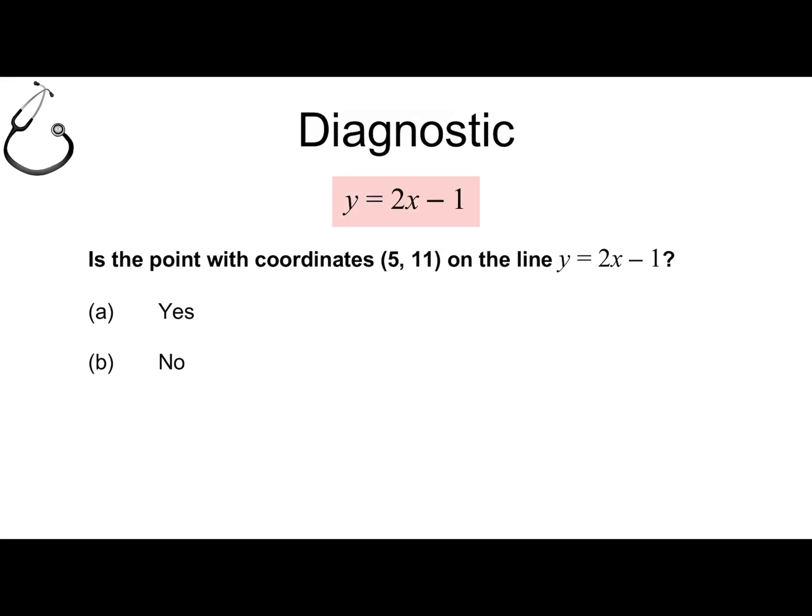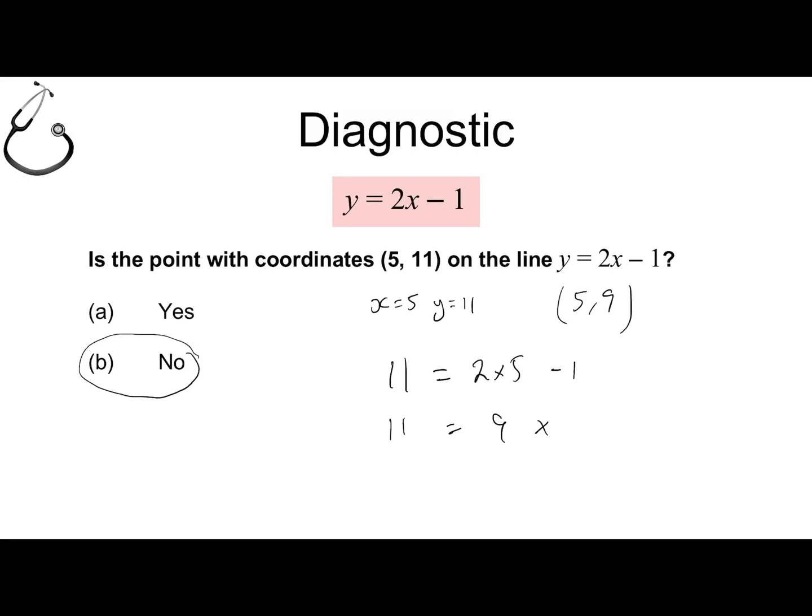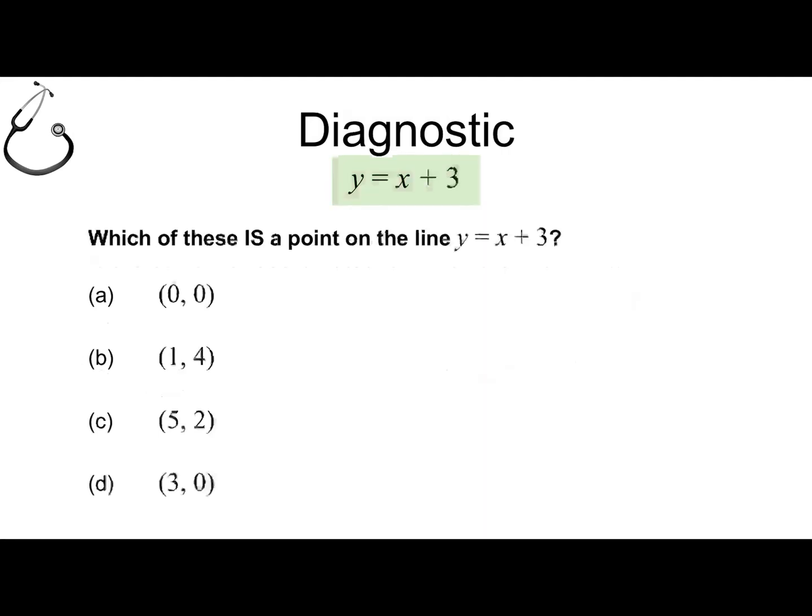Okay, what about this one? Is the point 5, 11 on this line? Sorry, stop your video and have a go. x equals 5 when y equals 11. So does 11 equal 2 times 5 minus 1? No, 2 times 5 is 10, minus 1 is 9. That is not a true statement. So the point 5, 11 must not be on that line. I think the point 5, 9 would be on that line. Okay, 5, 9.